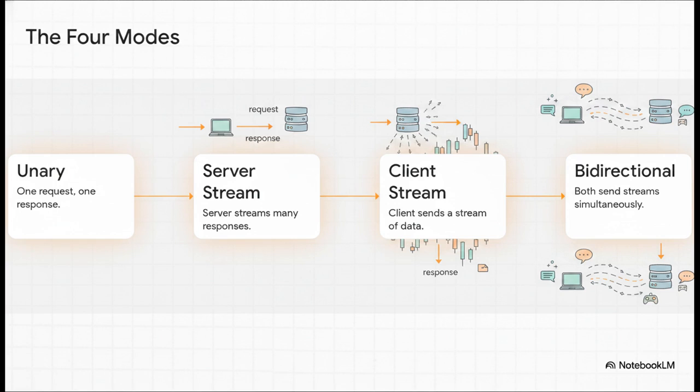This is your classic one request, one response, just like a standard API call. Second, we have server streaming. Here, the client asks once, and the server streams back a continuous flow of responses. Think of a dashboard updating livestock prices. Third is client streaming. This is where the client sends a stream of data and the server just responds once at the very end. That's ideal for uploading massive volumes of analytics logs.